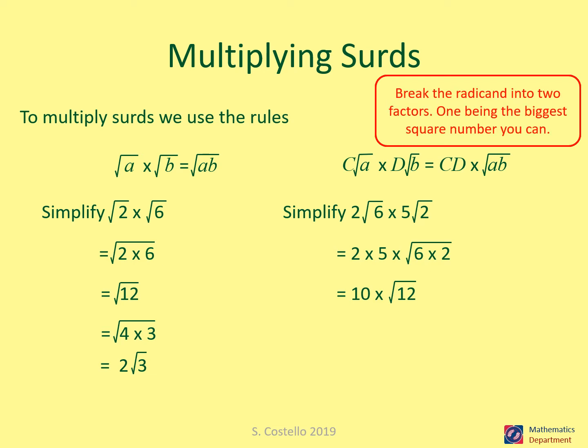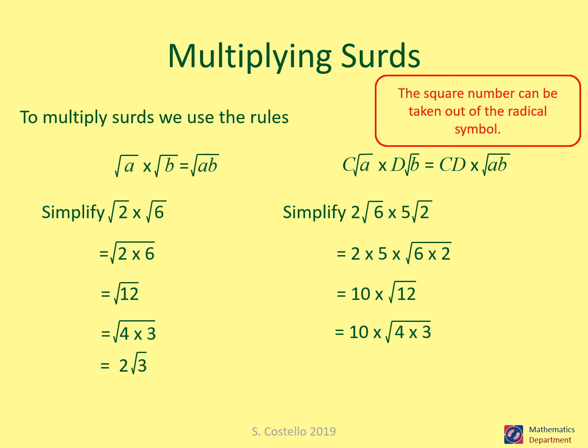And as before, we're going to look at this. Can we break the radicand into two factors, one being the biggest square number? We can. Again, it's 12. We saw that before, which gives us 10 times root 4 times 3. 4 is a square number. That can be taken out of the radical symbol, which gives us 10 times 2 root 3.